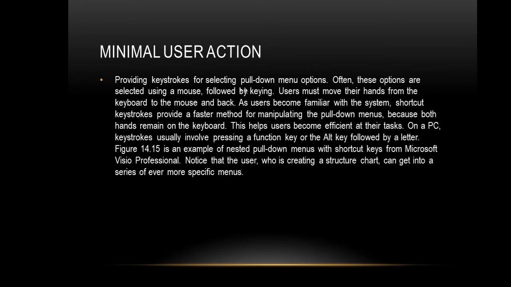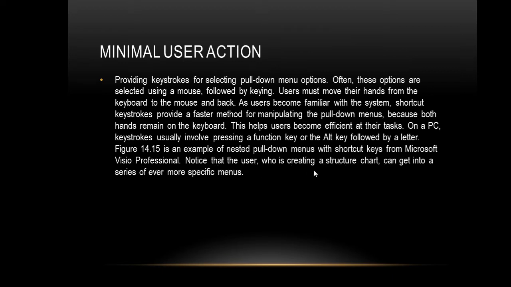Providing keystrokes for selecting pull-down menu options. Often these options are selected using a mouse followed by keying. Users must move their hands from the keyboard to the mouse and back. As users become familiar with the system, shortcut keystrokes provide a faster method of manipulating the pull-down menus because both hands remain on the keyboard. This helps users become efficient at their tasks, and on a PC, keystrokes usually involve pressing a function key or Alt key followed by a letter. So the figure is an example of nested pull-down menus with shortcut keys from Microsoft Visual Professional.